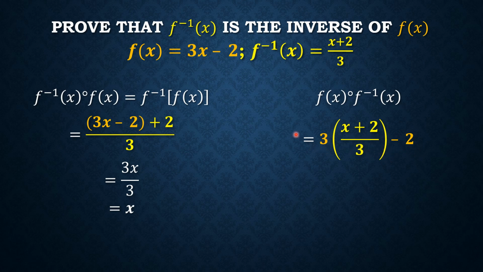So, we will divide 3. So, 3 divided by 3, ma-eliminate na yan siya. So, natira na lang is x plus 2 minus 2. And the answer is x. So, x ang sagot sa dalawa. So, therefore, f inverse of x is the inverse of f of x.